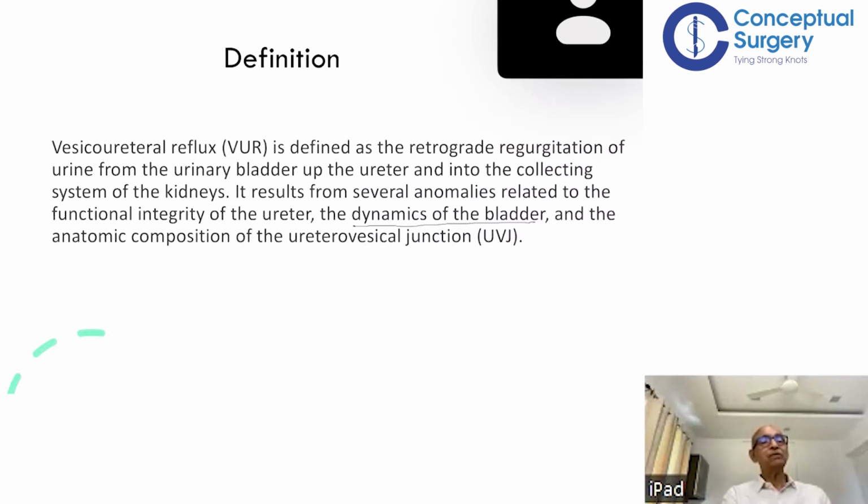Now, if you have to define it, it can be defined as a retrograde regurgitation of urine. That means normally urinary flow is antegrade, isn't it? So here it would be a retrograde regurgitation of urine from the urinary bladder up the ureter and into the collecting system of the kidneys.